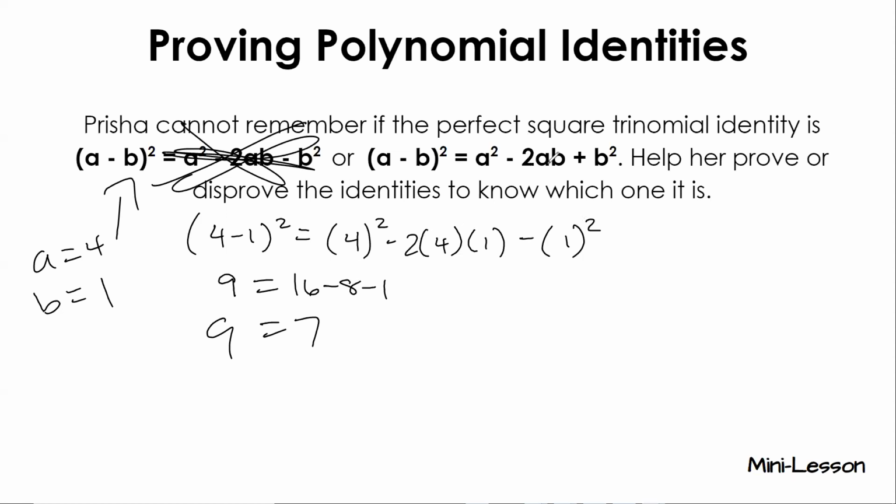Okay. Over here, we're gonna plug in those same exact numbers and see if it works. So we got 4 minus 1 squared equals 4 squared minus 2 times 4 times 1 plus 1 squared. When I simplify this, it still gives me 9 on this side. Over here, this is 16 minus 8 plus 1.